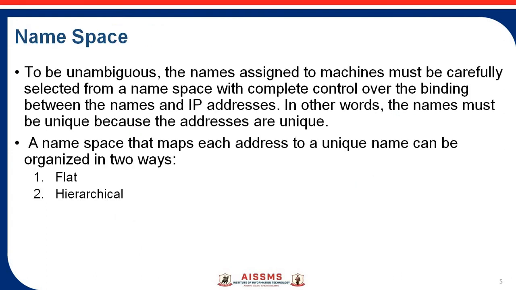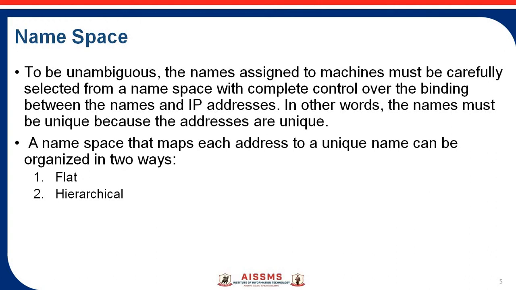Now we'll see namespace. A namespace that maps each address to unique name can be organized in two ways. First one is a hierarchical and the second one is a flat. To be unambiguous, the names assigned to machines must be carefully selected from namespace with complete control over the binding between the name and IP addresses. In other words, we can say the names must be unique because the addresses are unique.